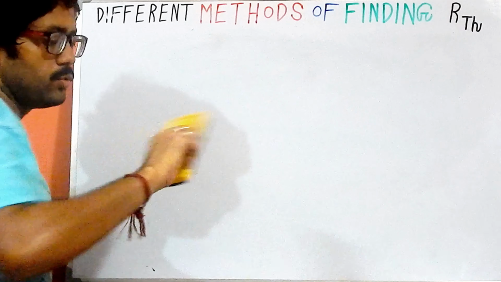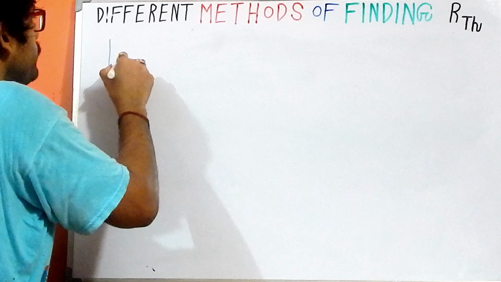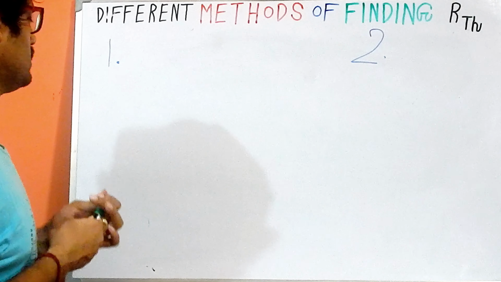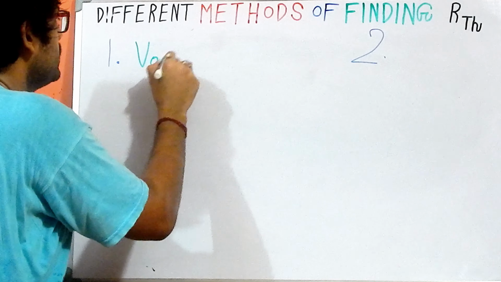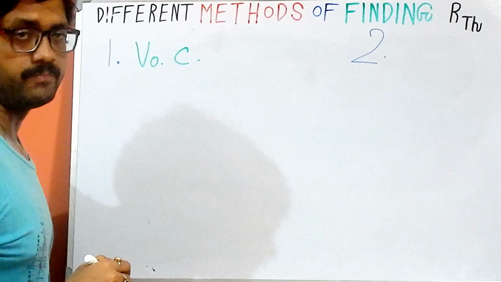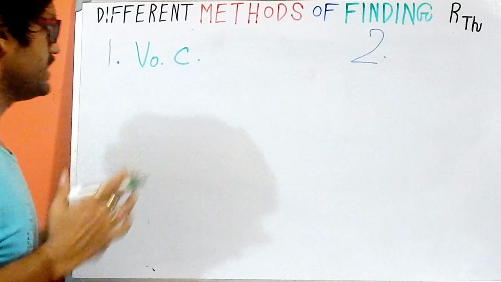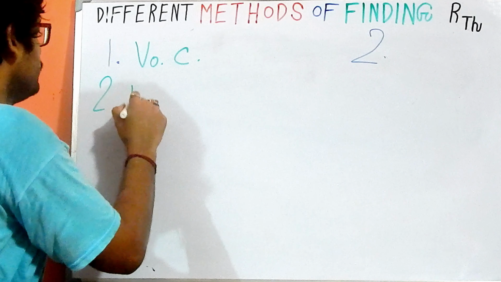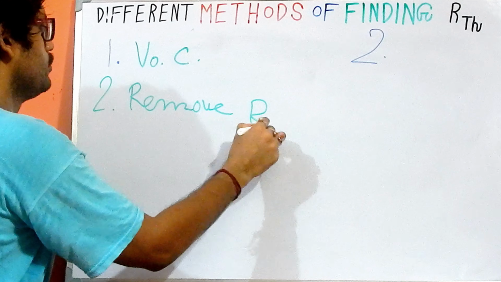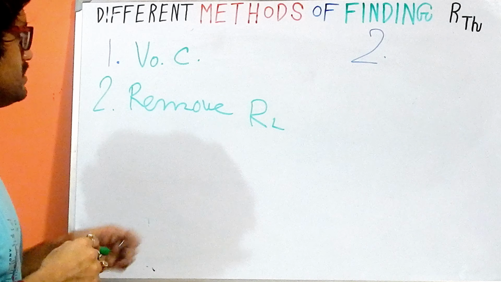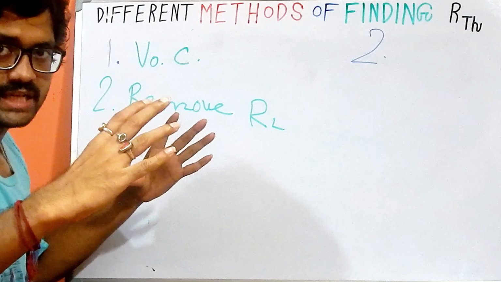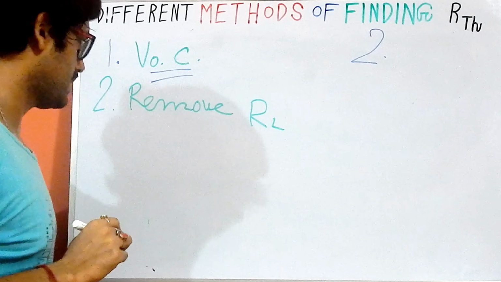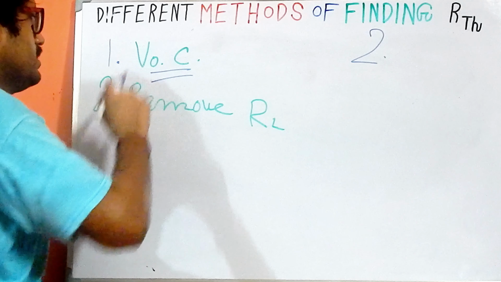Okay, so we have two steps, and I will write them in these two ways. The first method is that we need to find the VOC, the open circuit voltage. What is the procedure to find the open circuit voltage? First, remove the load resistance, which is RL, and create the open terminal. Then find the open circuit voltage over there. So this is our open circuit voltage, found by removing our load resistance.